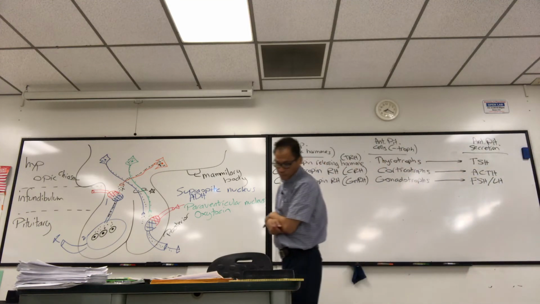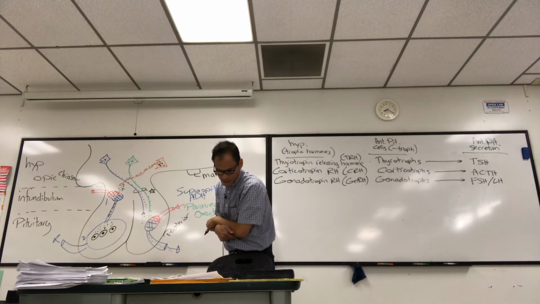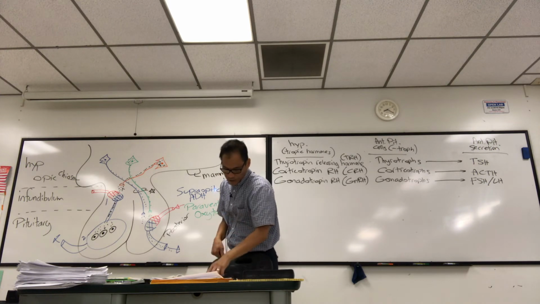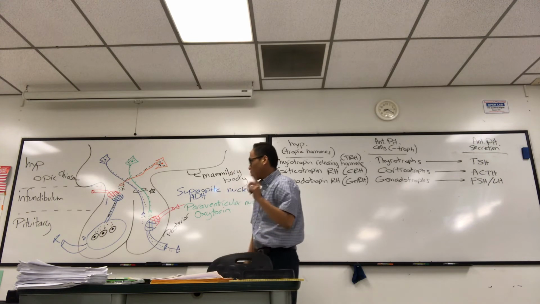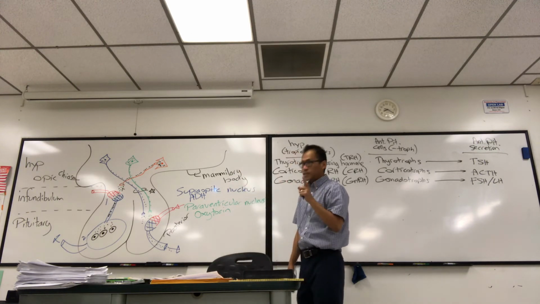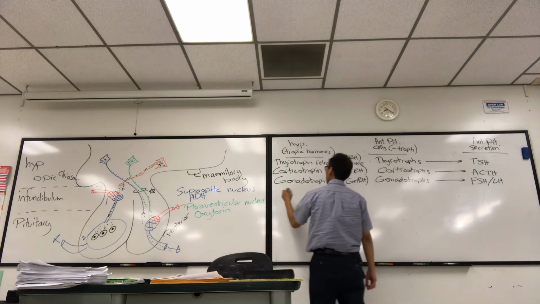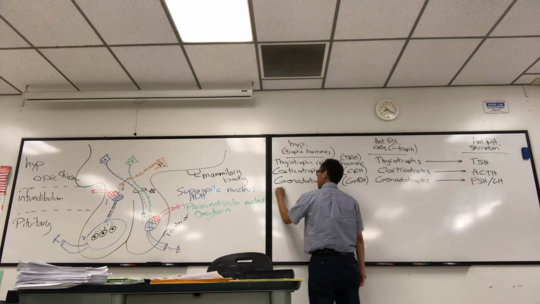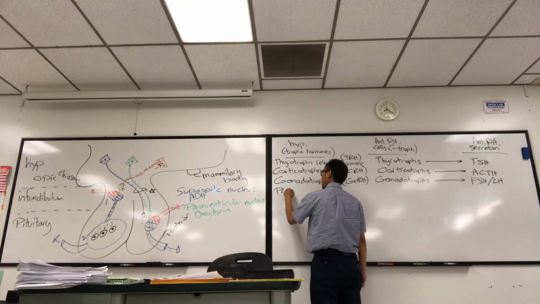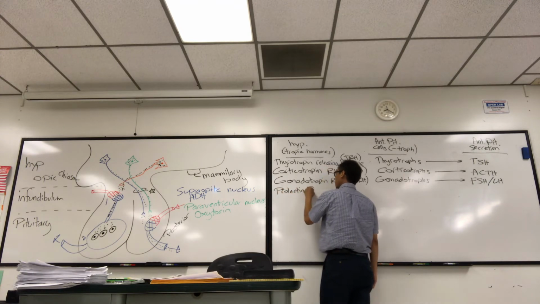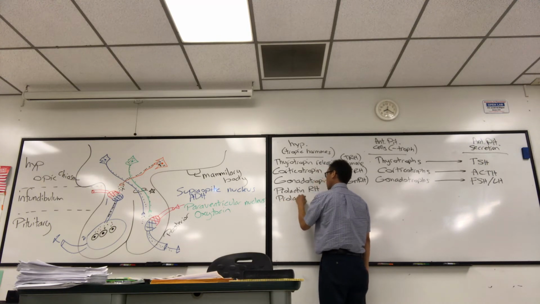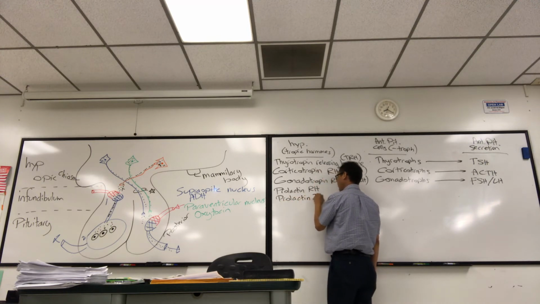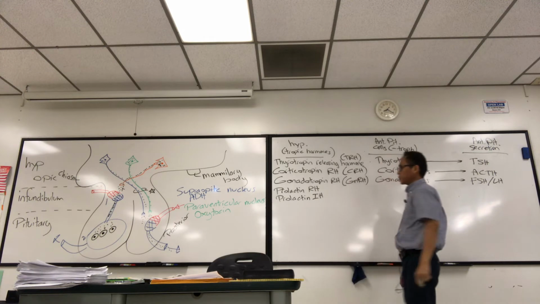Okay, the next one, the ones that control the release of prolactin, it has dual control. There's a prolactin releasing hormone, there's a prolactin inhibiting hormone. So I'll draw prolactin RH, prolactin IH. I is for inhibition.